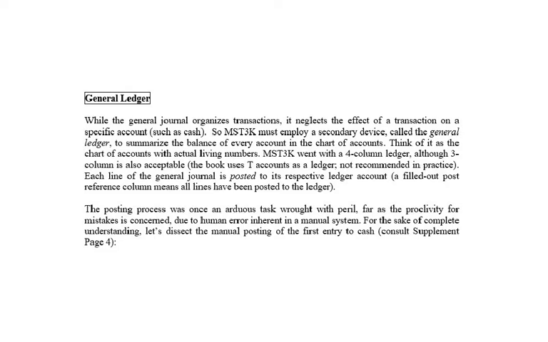So in other words, the way to look at this is, I call it the chart of accounts, actual living numbers. It's your chart of accounts brought to life. Now, I didn't attempt in my handouts or in this video to give you all of the accounts in this form. The general ledger can be in either a 4-column or 3-column form. And I think your book is still using T accounts as a ledger, which again, is not recommended in practice.